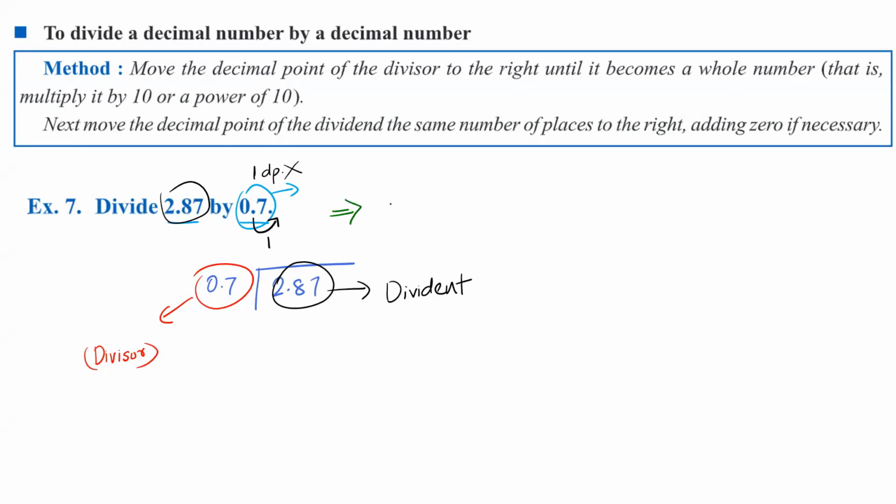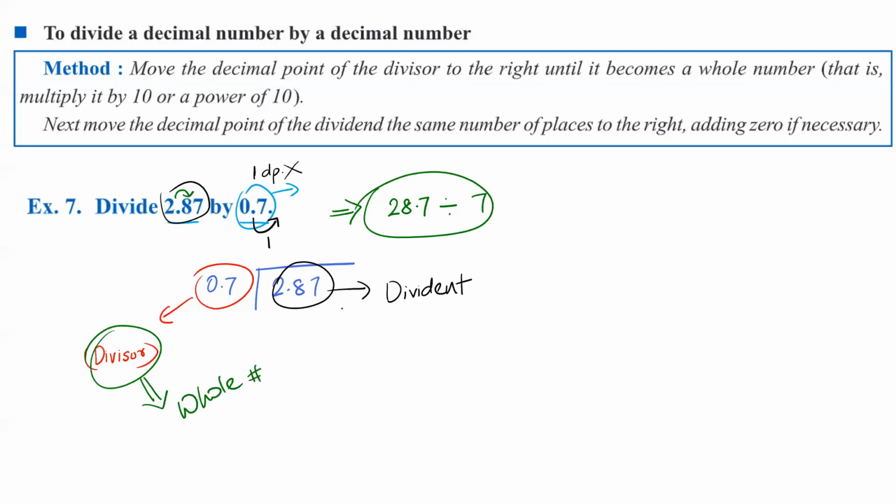So after shifting the decimal places in both, 2.87 will turn out to be 28.7, if I shift the decimal 1 place to the right. And 0.7 will be 7. So this is the first method. Whenever you divide two decimal numbers, always ensure that you convert the divisor into a whole number. Then only you proceed to the long division method.